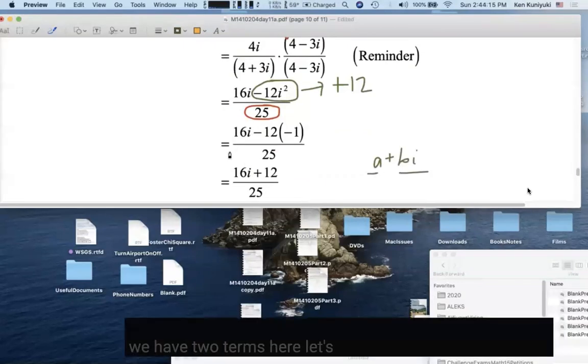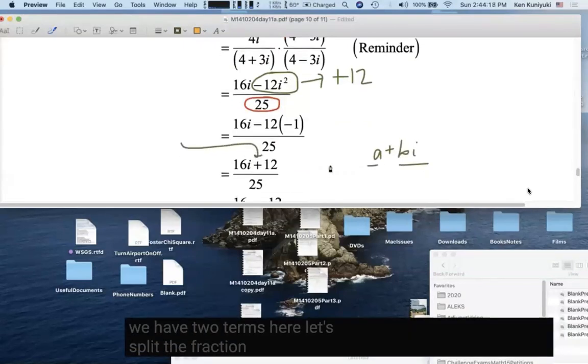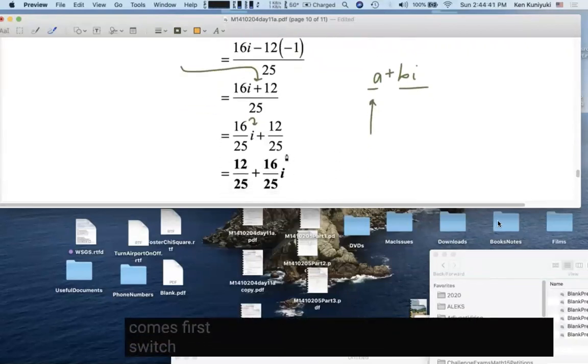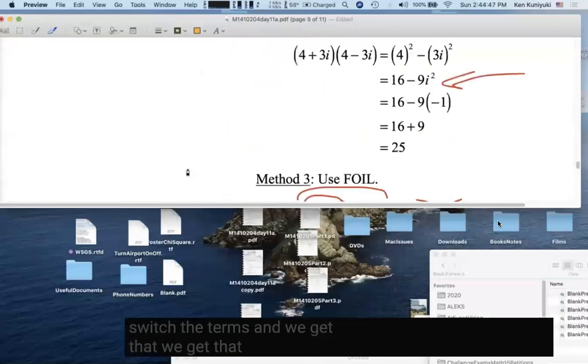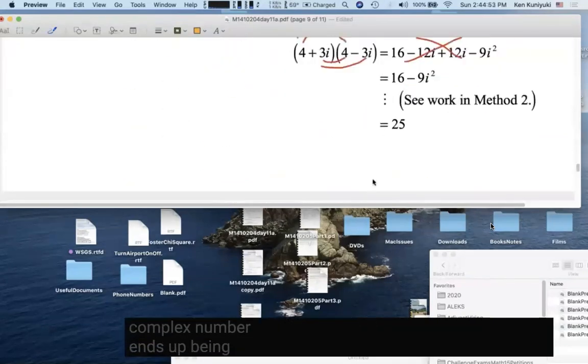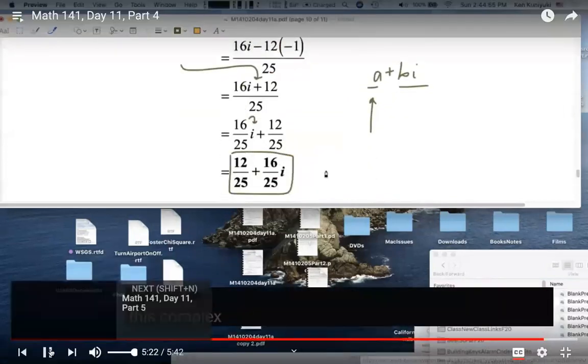We have two terms here. Let's split the fraction. So we get 16i over 25 plus 12 over 25. Remember, the i on top can pop out. So we get 16 over 25 times i plus 12 over 25. We're not quite done yet. The real part comes first. Switch the terms, and we get that. This complex number divided by this complex number ends up being this complex number in standard form.